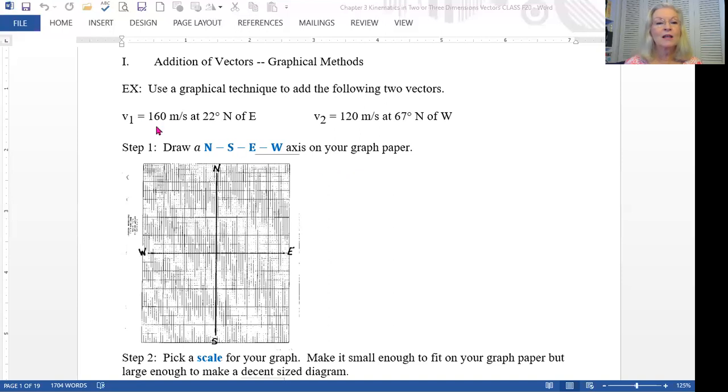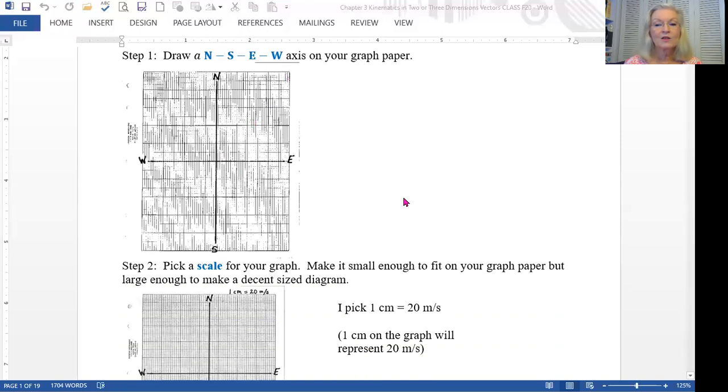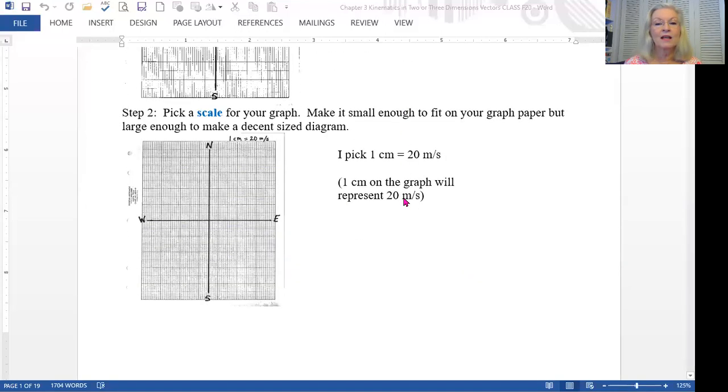It looks to me that if I picked 10, if I said 1 centimeter equals 10 meters per second, I need to be able to draw a line 16 centimeters long, and I don't think that would fit comfortably on my graph paper. So having 1 centimeter equal 10 meters per second probably isn't going to work. So I'm going to do the next best thing, which is 1 centimeter equal 20 meters per second. So my scale is going to be 1 centimeter equal 20 meters per second.